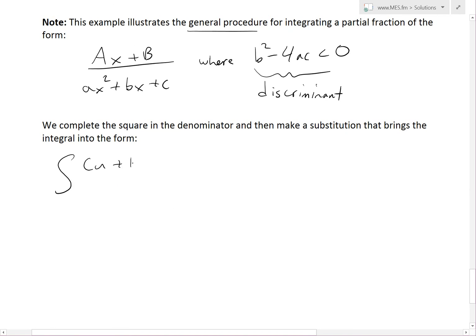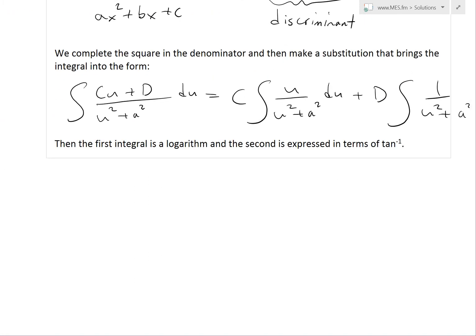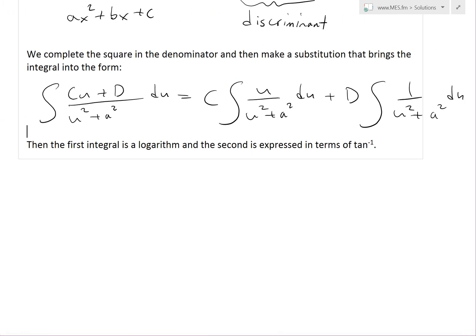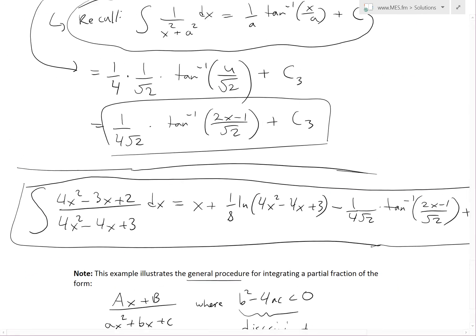In this procedure, we complete the square in the denominator and then make a substitution that brings the integral into the form of the integral of (cu plus d) divided by (u squared plus a squared) du, which equals c times the integral of u over (u squared plus a squared) du, plus d times the integral of 1 over (u squared plus a squared) du. This is exactly what we did. The first integral is a logarithm, and the second is expressed in inverse tan, like we did as well.